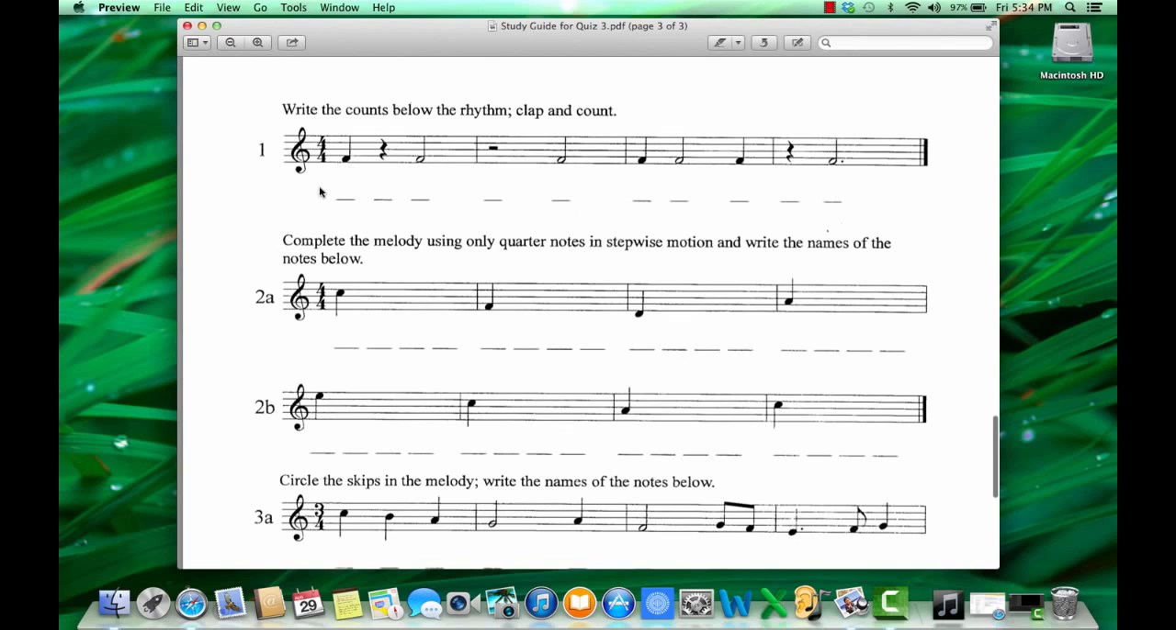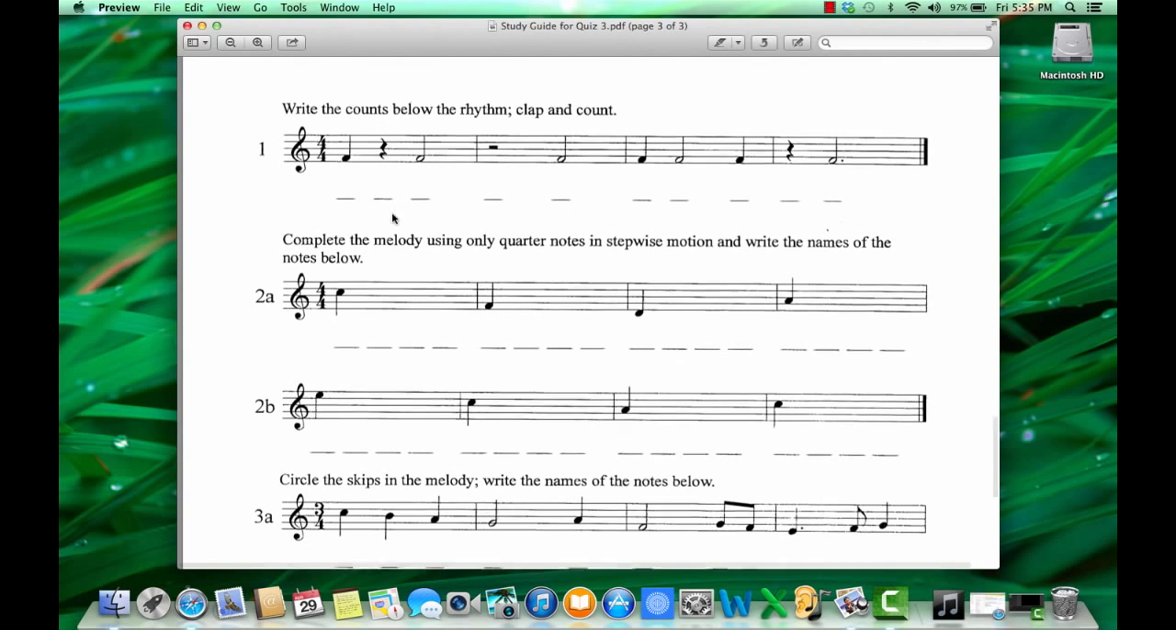So let's do this one together. 1, 2, 3, 4, 1, 2, 3, 4, 1, 2, 3, 4, 1, 2, 3, 4. In rests, we don't clap, we're silent.